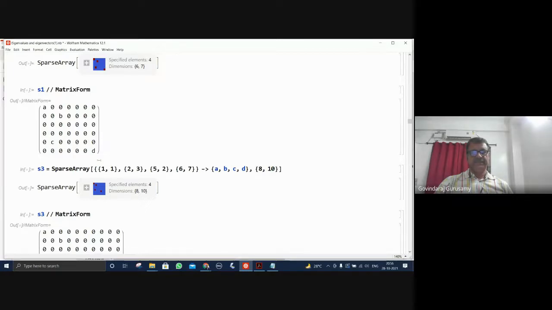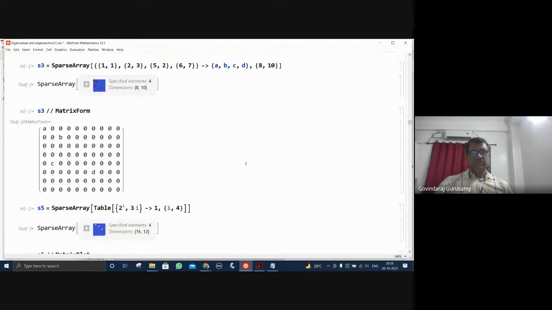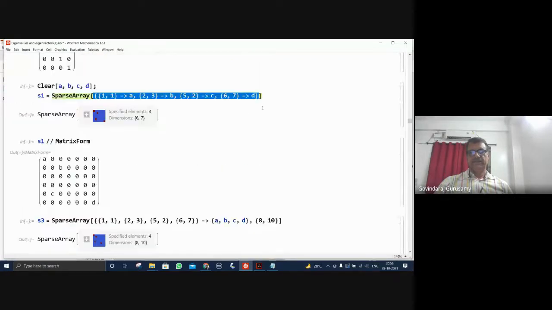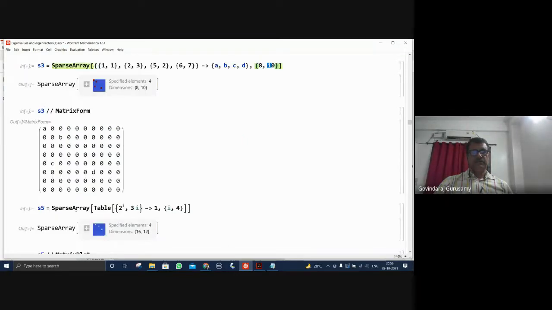For example, you see 1, 1, 2, 3, 5, 2, 6, 7. Whatever I have done here has been replaced by A, B, C, D. Okay, and this is something like, what is this? 8, 10. Must be a sparse matrix 8 by 10. 1, 2, 3, 4, 5, 6, 7, 8, 9, 10. That's okay. I have 10 columns and 8 rows.